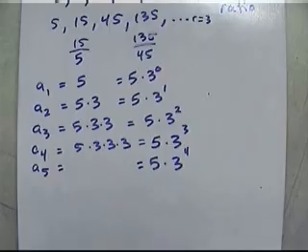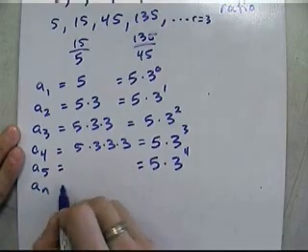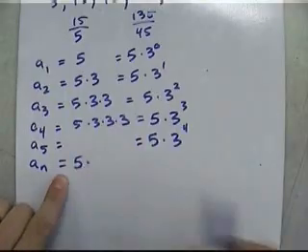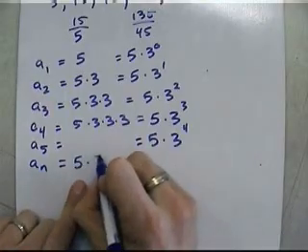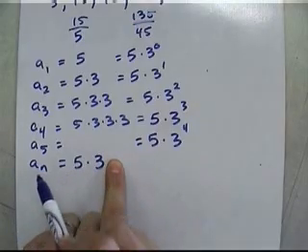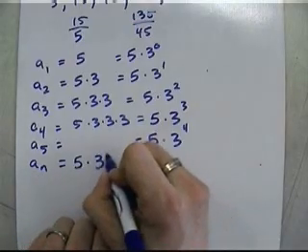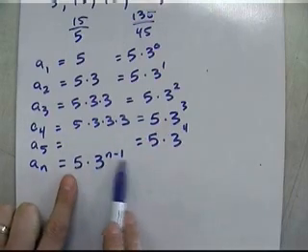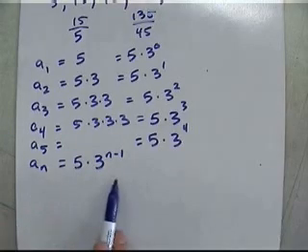The general form for this, if I want the a sub n formula, is going to be 5 multiplied by the ratio, which is 3, raised to a certain power. Now, the n is our counting number. I want to go 1 less than that for my ratio, so it's going to be n minus 1. So 5 multiplied by 3 to the n minus 1. This right here is your geometric series.